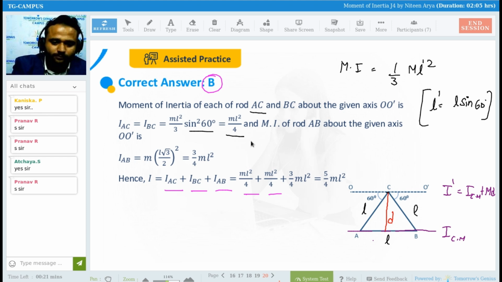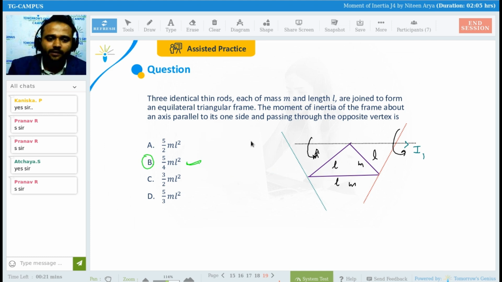Okay, on the diagram, understand this again. We have 3 roads, suppose road 1, road 2, and road 3. The 3 roads make an equilateral triangle of length L and mass M.